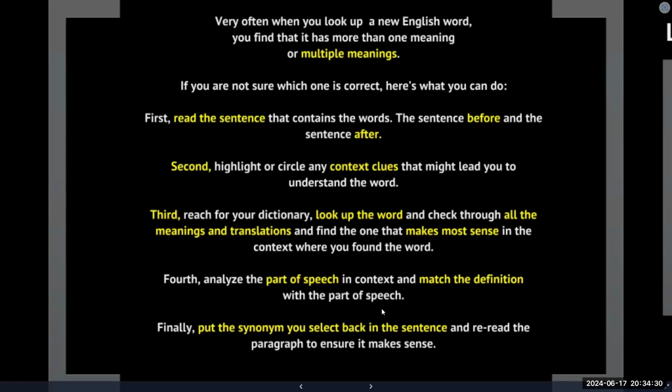And finally, you want to put the synonyms you selected back in the sentence and read the paragraph to ensure it makes sense. So what that means is that you take the word and replace it with a word that means the same thing. If that word makes sense, then you know the meaning of it. Yeah? Good? Bad? How are we feeling?